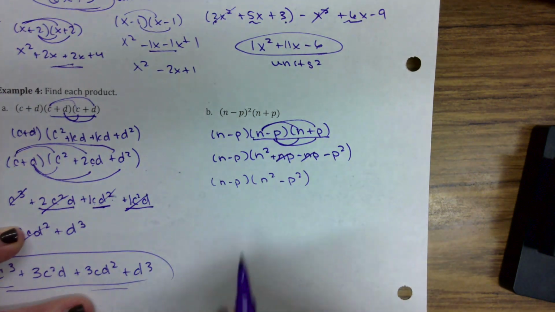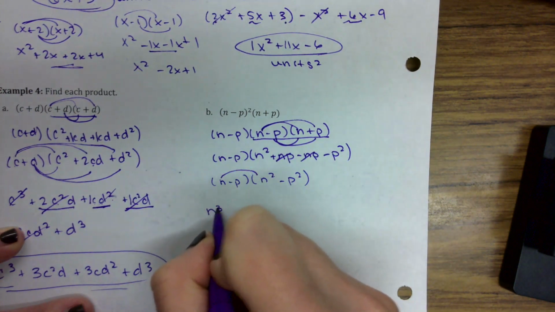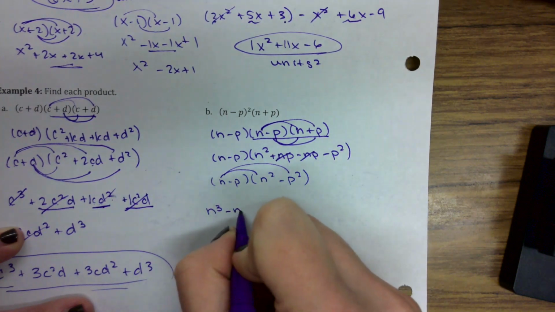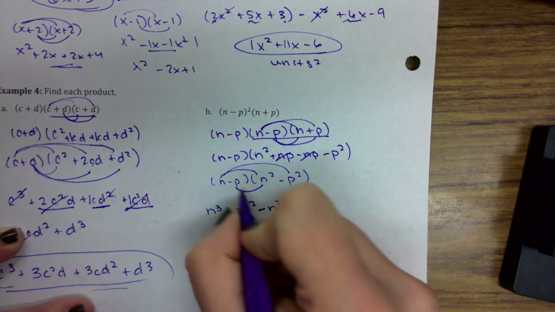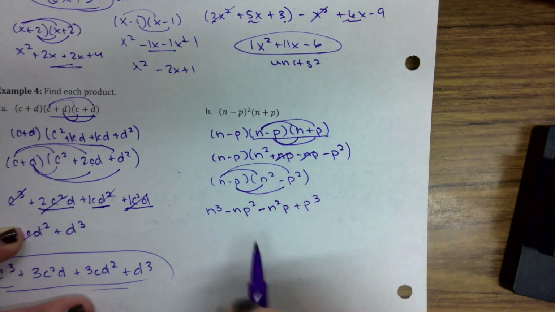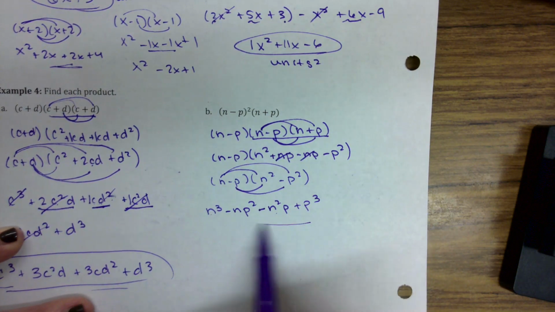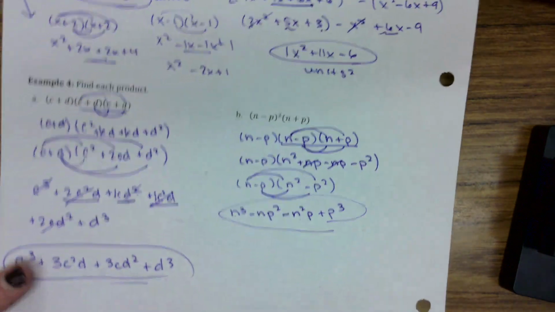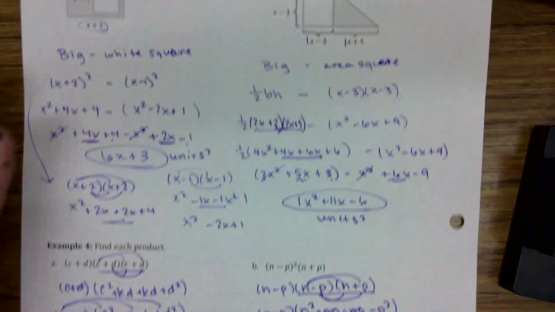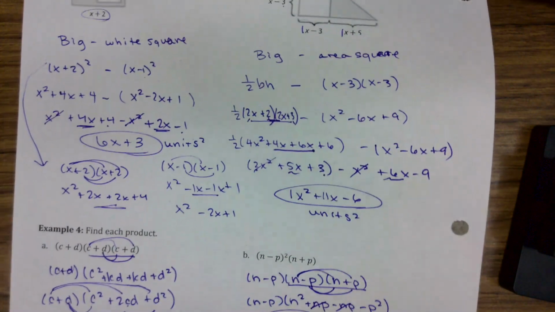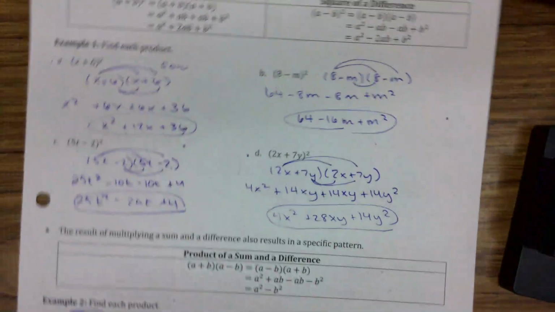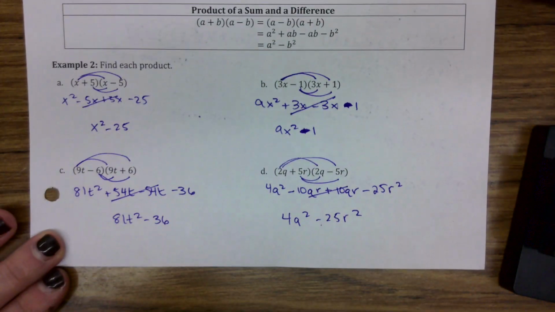And now I'll just FOIL again. First, outer, inner, last. N cubed, there's no other. There's a p squared, there's an n squared. They can't go together. And then p cubed. And that's it. So if you're overwhelmed by the back, this is more to push you. Okay, this one we should be able to do. The other ones might be challenging, and that's okay. But this, we should be able to get the front no matter what, because it's just simply foiling. If you have any questions, feel free to ask.